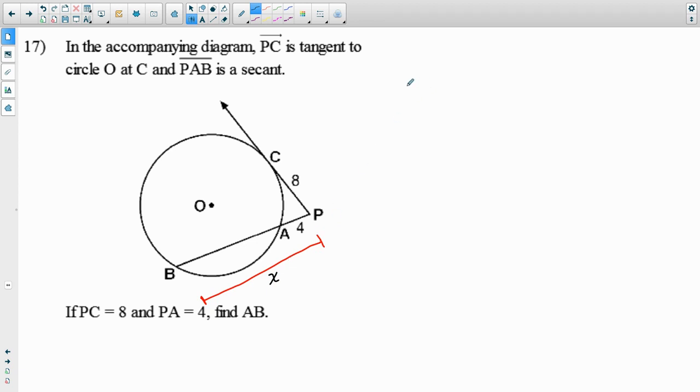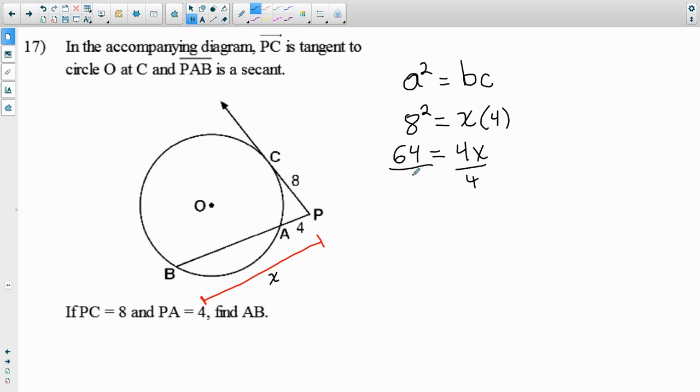Because now I could say that my tangent squared is equal to my whole times my exterior part. My tangent squared is equal to the whole times its exterior part. My tangent squared, 64, is equal to 4x. Divide by 4, and you get x is equal to 16.